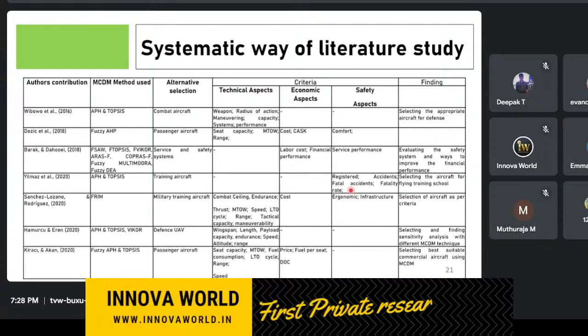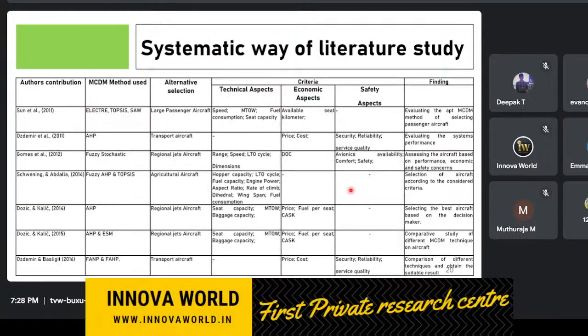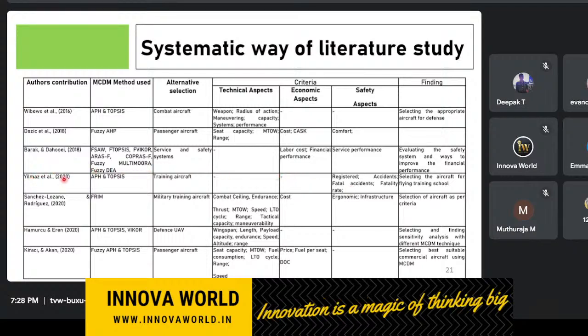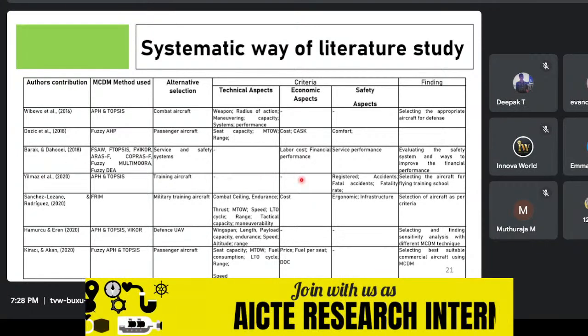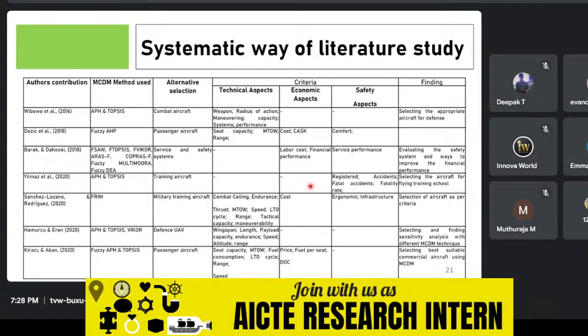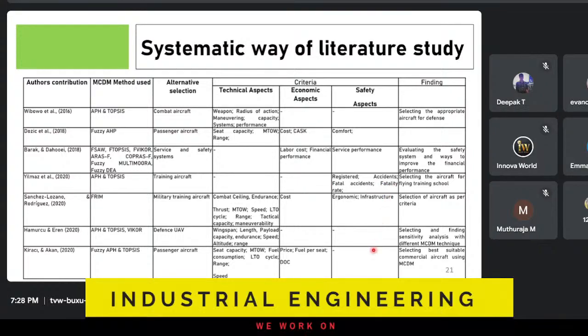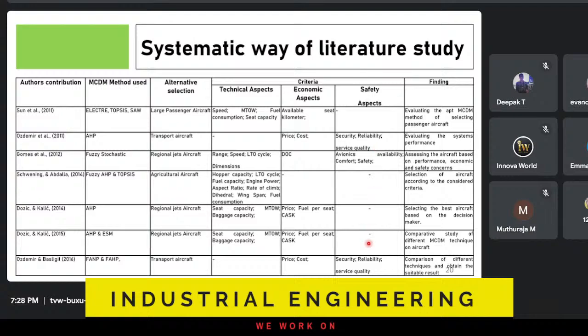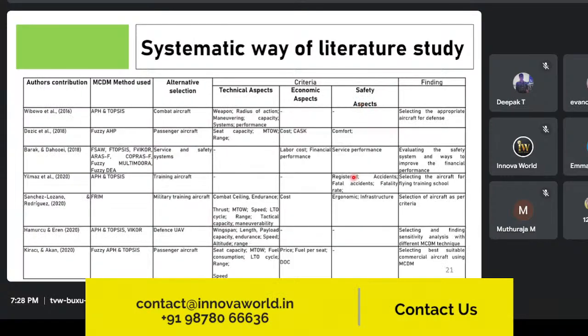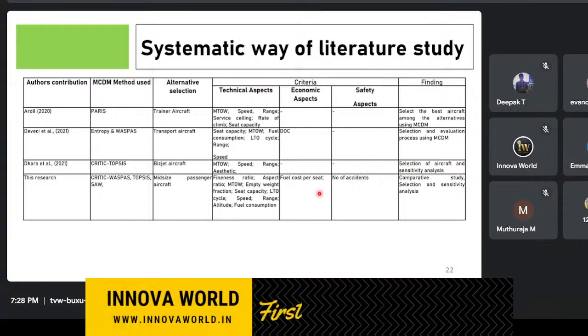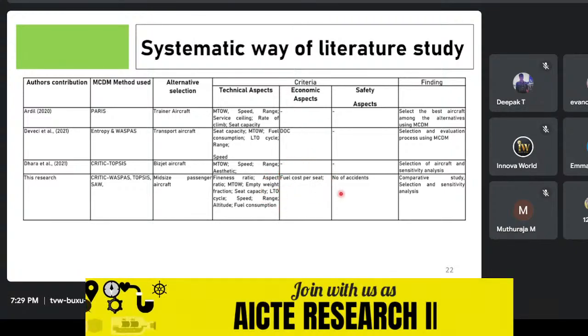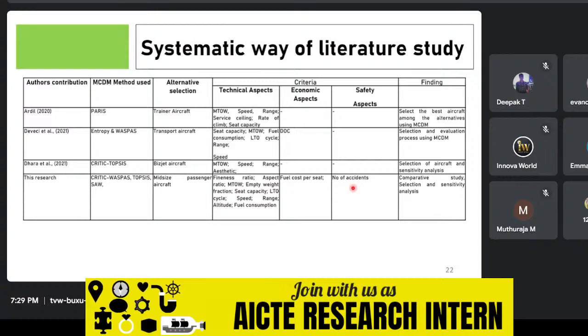So if you look back at the other parts, see this research from 2020, this particular author has not worked on technical aspects, not worked on economical aspects, but worked on accidents. But no other researchers have worked on accidents. So that is one of the research gaps. I am working on several other technical aspects, I am also working on the economical aspects, and also adding the accident part, right?